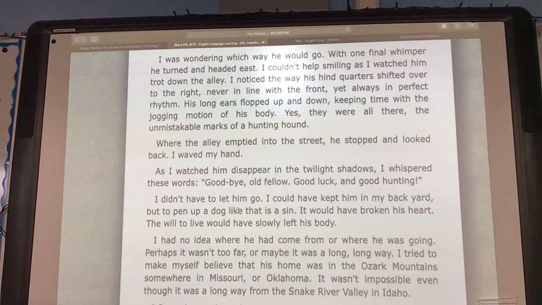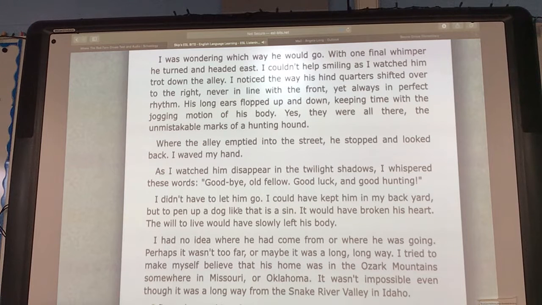I noticed the way his hindquarters shifted over to the right, never in line with the front, yet always in perfect rhythm. His long ears flopped up and down, keeping time with the jogging motion of his body. Yes, they were all there, the unmistakable marks of a hunting hound. Where the alley emptied into the street, he stopped and looked back. I waved my hand. As I watched him disappear in the twilight shadows, I whispered these words: "Goodbye, old fellow. Good luck and good hunting."